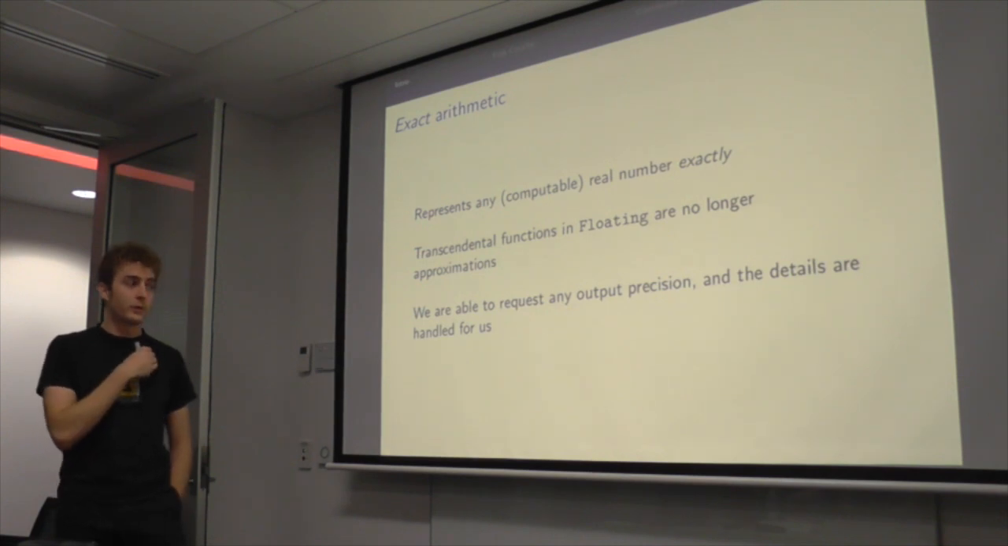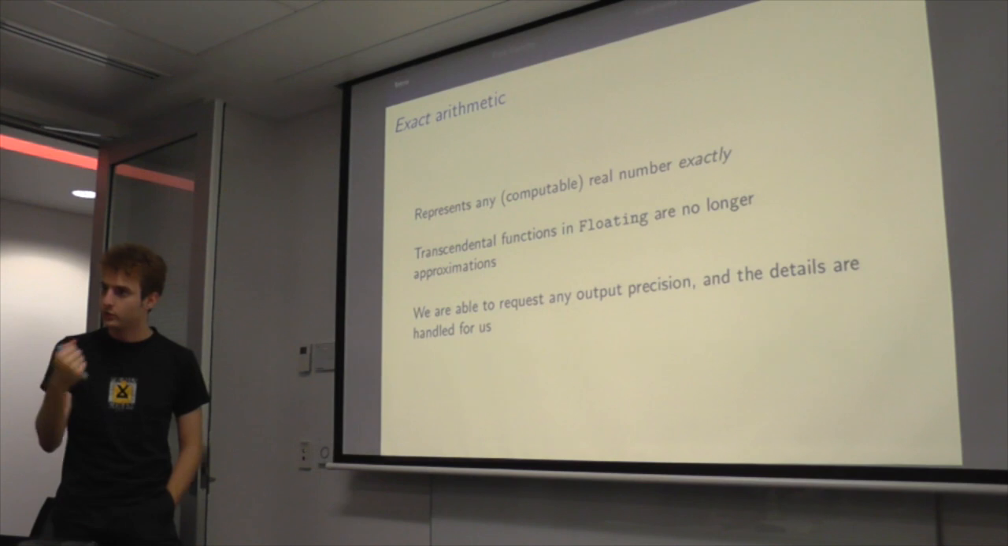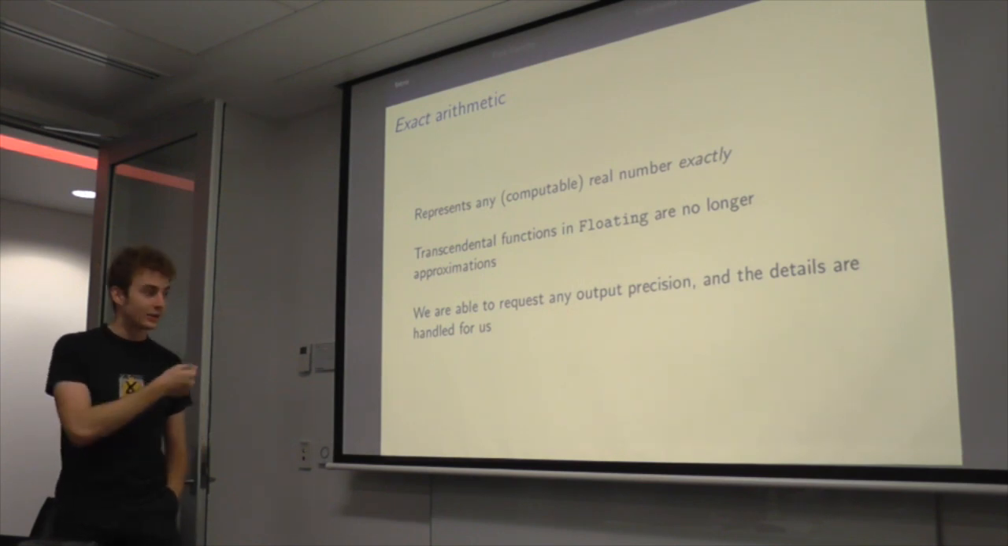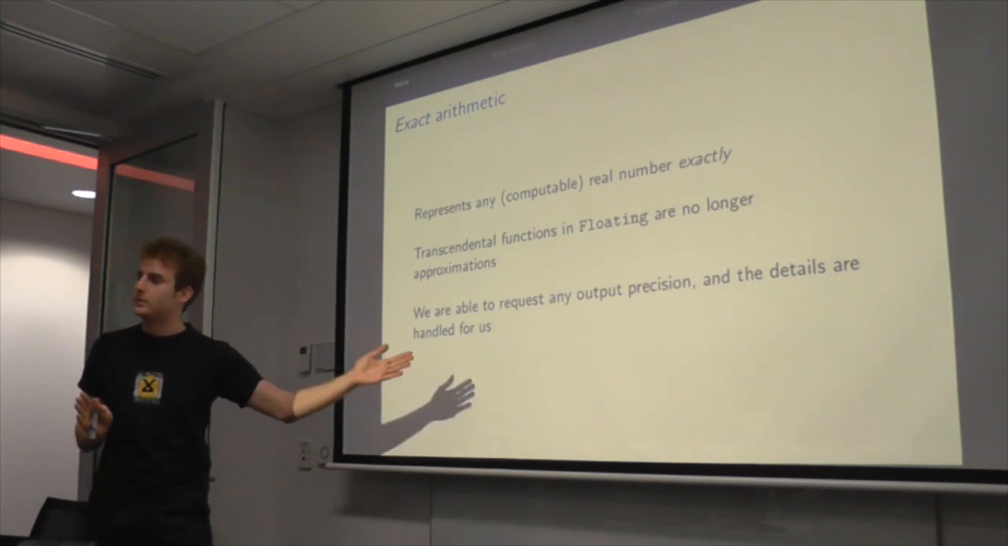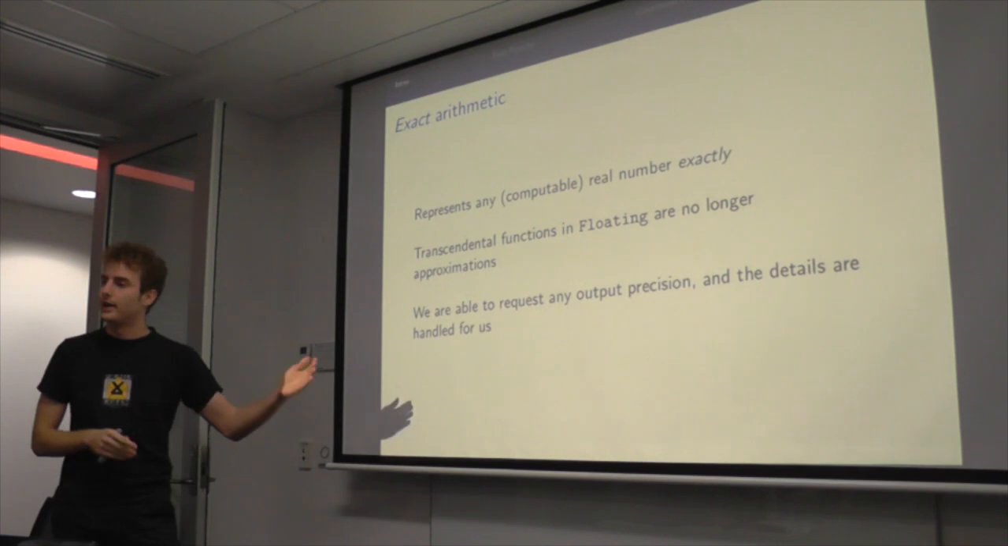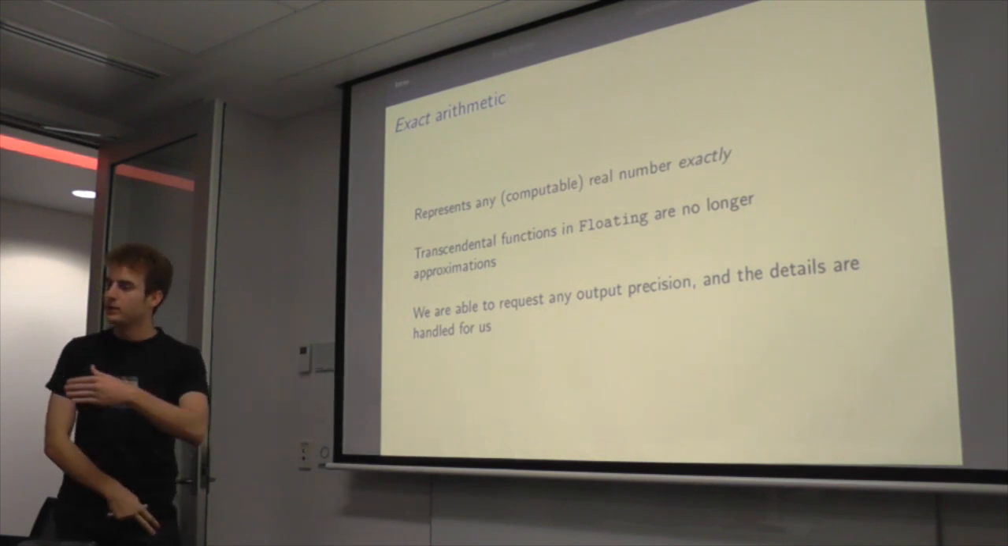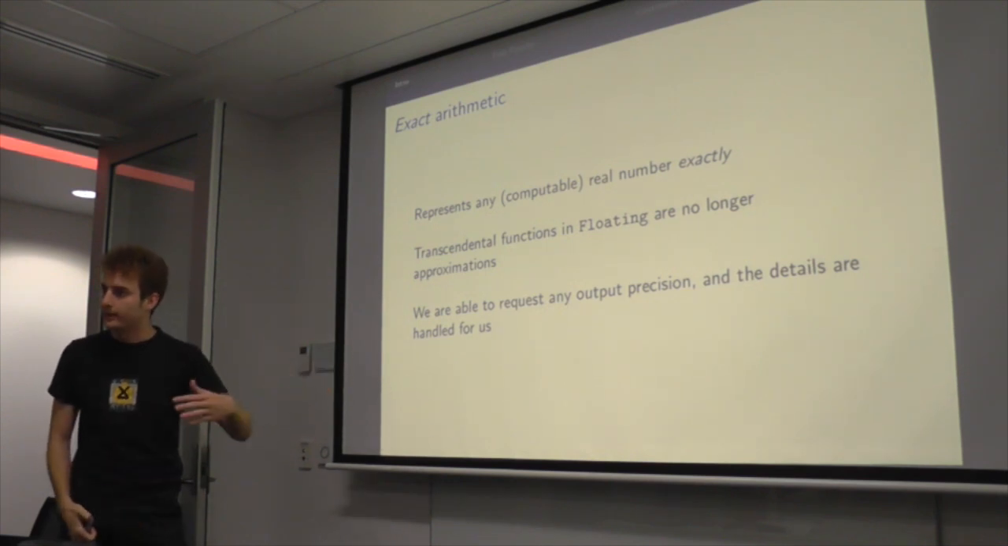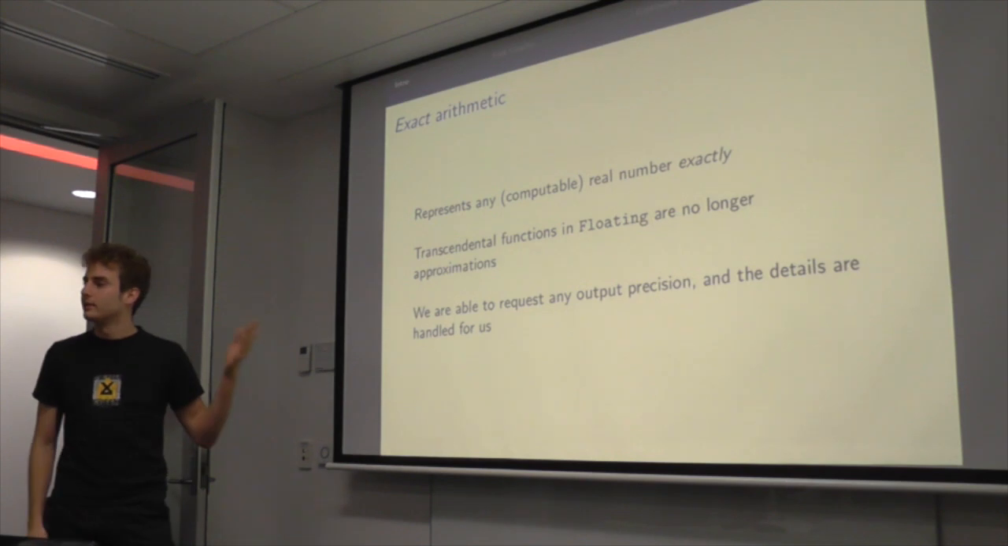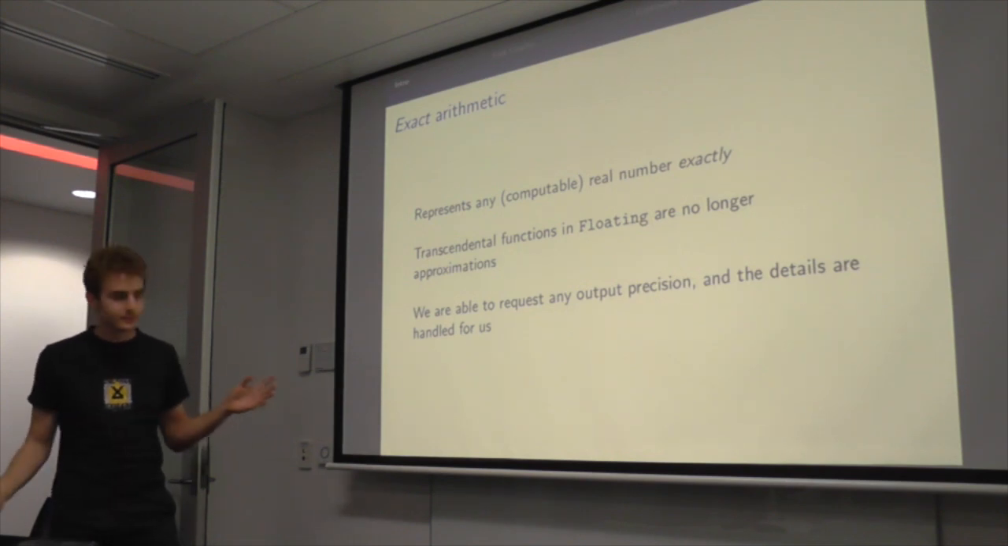And then when we run a computation, we want to specify how much precision we want to get out at the end. Say we want 100 decimal places of this. And then it'll handle all of the intermediate steps. So we don't have to worry about choosing a precision to run our computation with. We don't have to worry about it rounding badly earlier on. We want it to handle all of this for us.